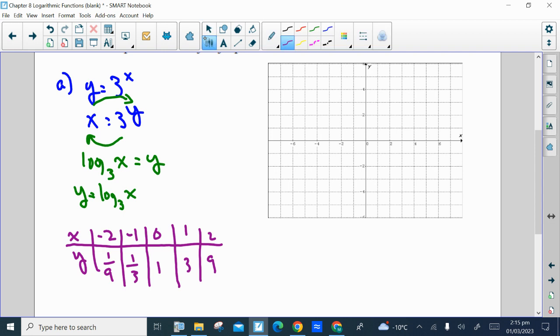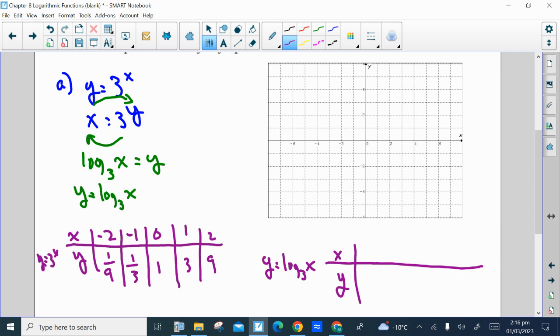So this is for y equals 3 to the x. And I did this because now if I want to get points on the inverse, which will be log base 3 of x, right now the only way I can really do that is by taking this table and switching the x and y values around.